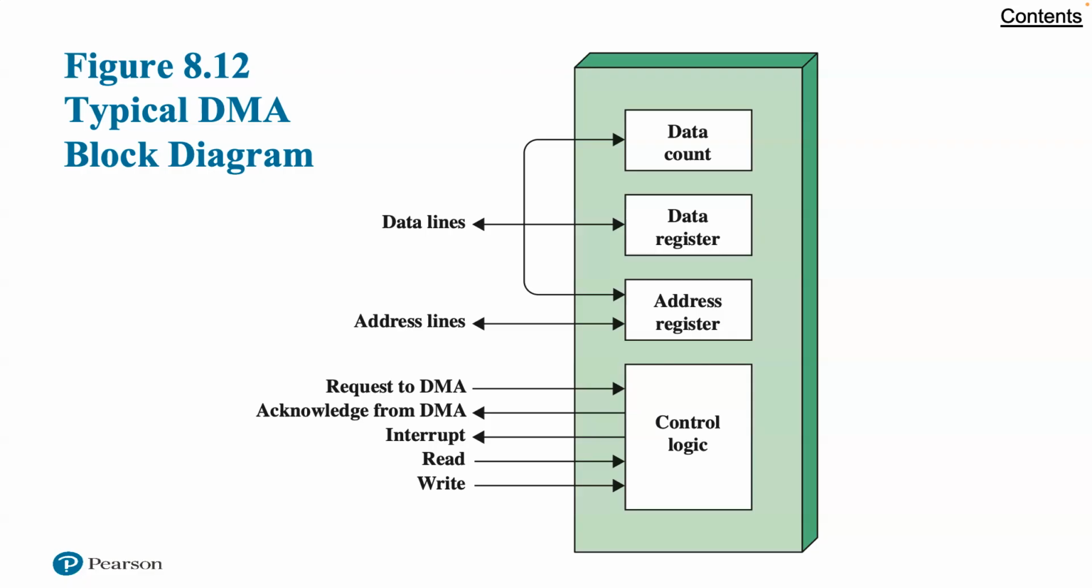The processor has delegated the I/O operation to the DMA module, and is probably quite happy about it. The DMA module transfers the entire block of data, one word at a time, directly to or from memory without going through the processor. When the transfer is complete, the DMA module sends an interrupt signal to the processor. Thus, the processor is involved only at the beginning and at the end of the transfer. And so you can refer back to figure 8.4c if you like.